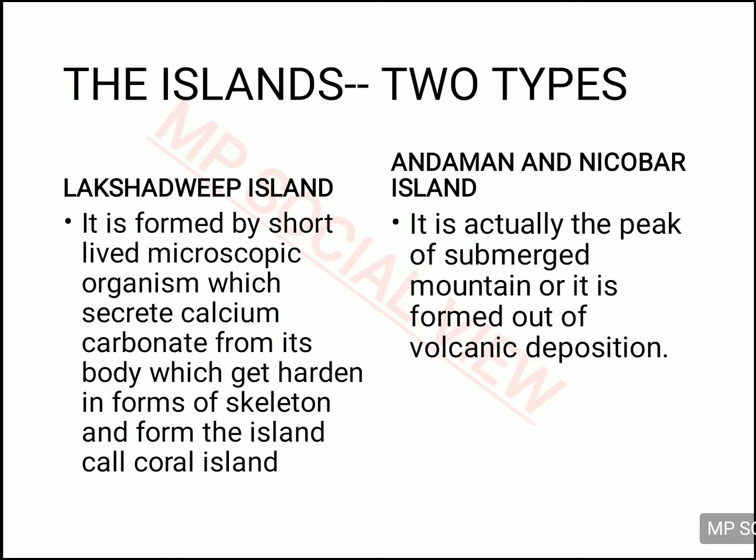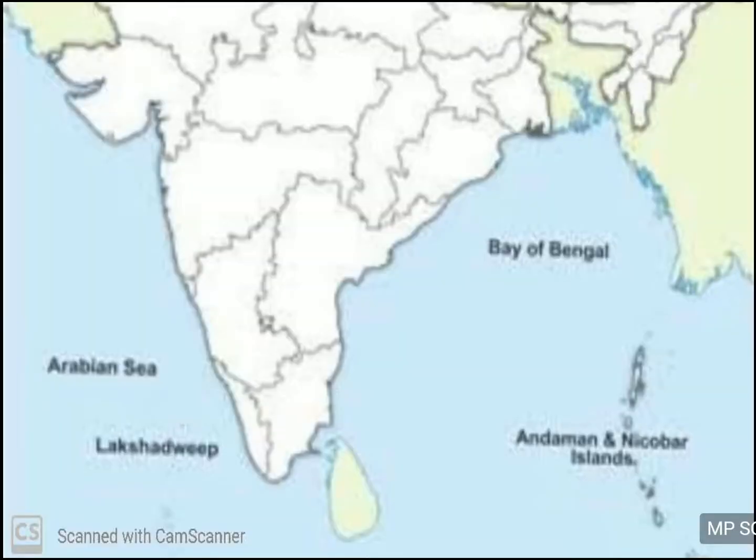And with this we are concluding our chapter. You can see the island groups in this figure. Near India, in the southern part of India, you have Lakshadweep in the Arabian Sea, and you have the Andaman and Nicobar in the Bay of Bengal. So this is all about the physical features of India.